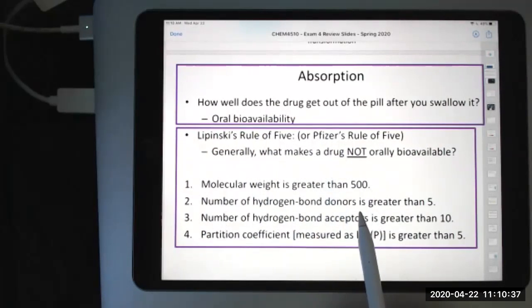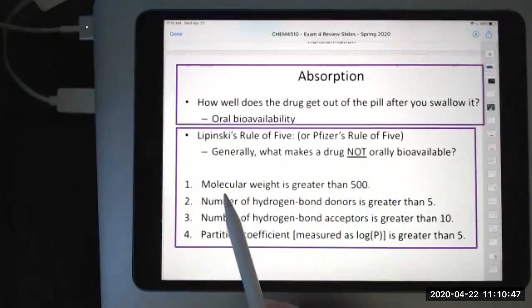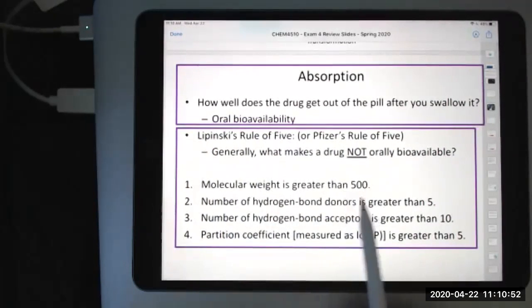This is that general rule of thumb on drugs and on what makes things bioavailable. Okay, and so you need to know these in general, right? So you don't want a molecular weight generally above 500, more than 5 hydrogen bond donors, 10 acceptors, or log P of greater than 5.